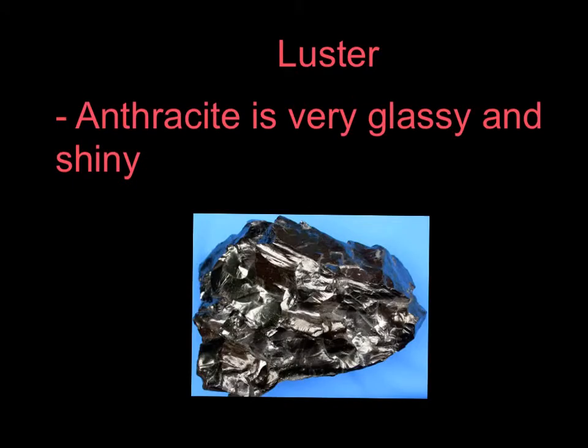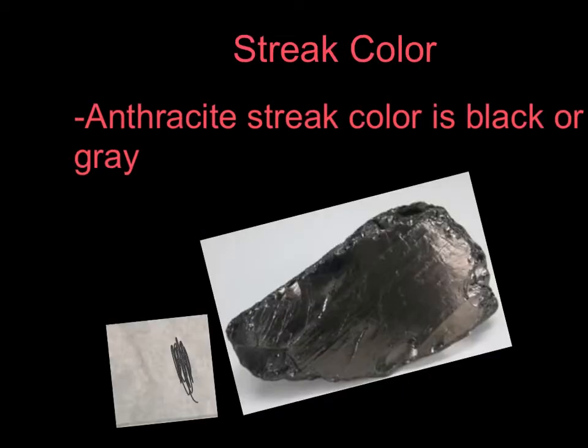The luster of anthracite is very glassy and shiny. This particular picture also looks metallic. Anthracite's streak color is black or gray. It depends how you want to look at it. Some people may say black or some people may say gray.